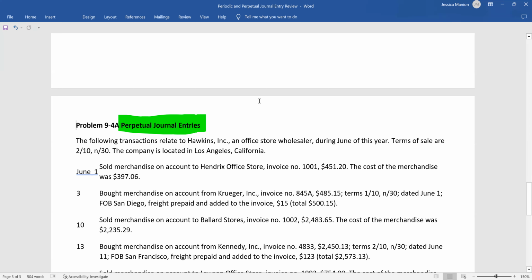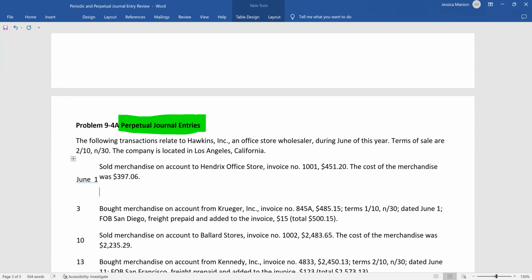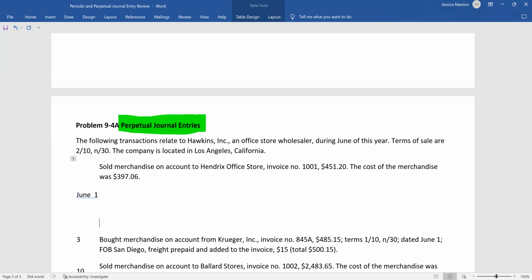It says the following transactions relate to Hawkins Inc., an office store wholesaler during June of this year. Terms of sale are 2/10/30. The company is located in Los Angeles, California. Okay, well, we don't really care so much about that.